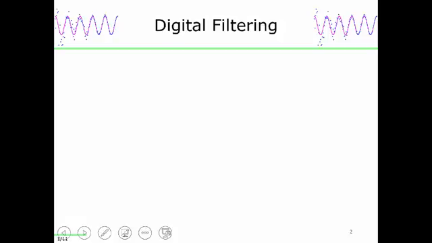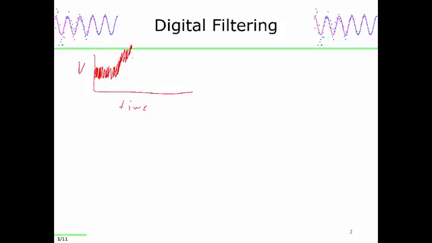Here's a problem. This is a real-life problem that I experienced as a postdoc. It actually wasn't my instrument, but I was right next to the person who was contending with this issue. So this is voltage versus time, a measurement of a detector. And then the signal went up, but there's a lot of noise.